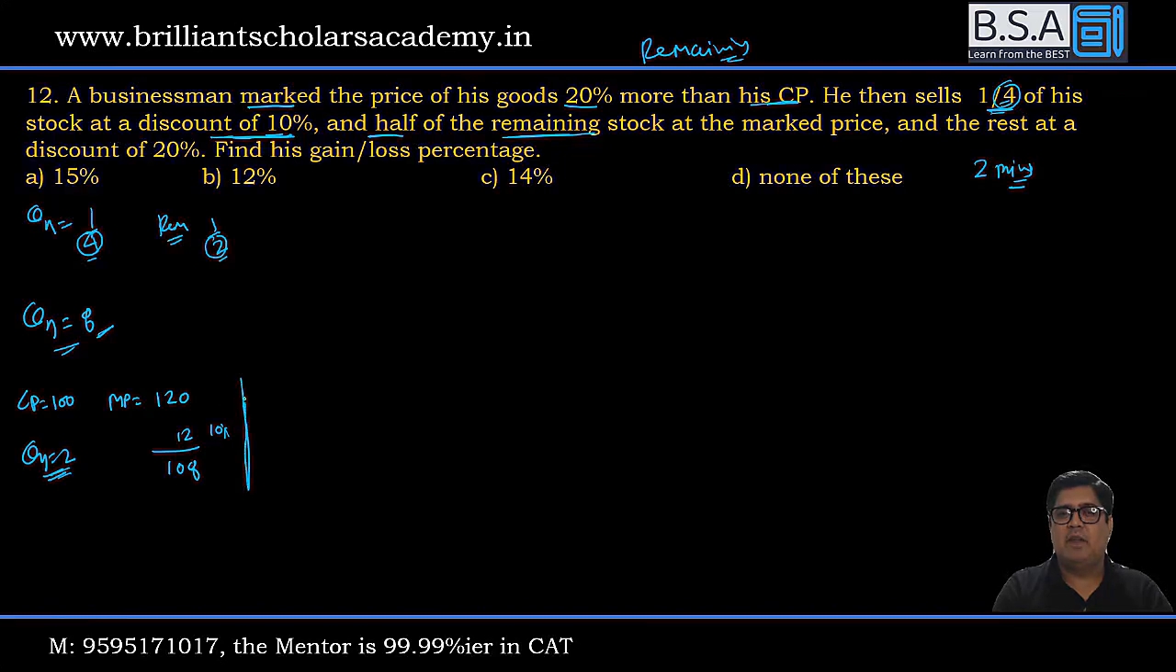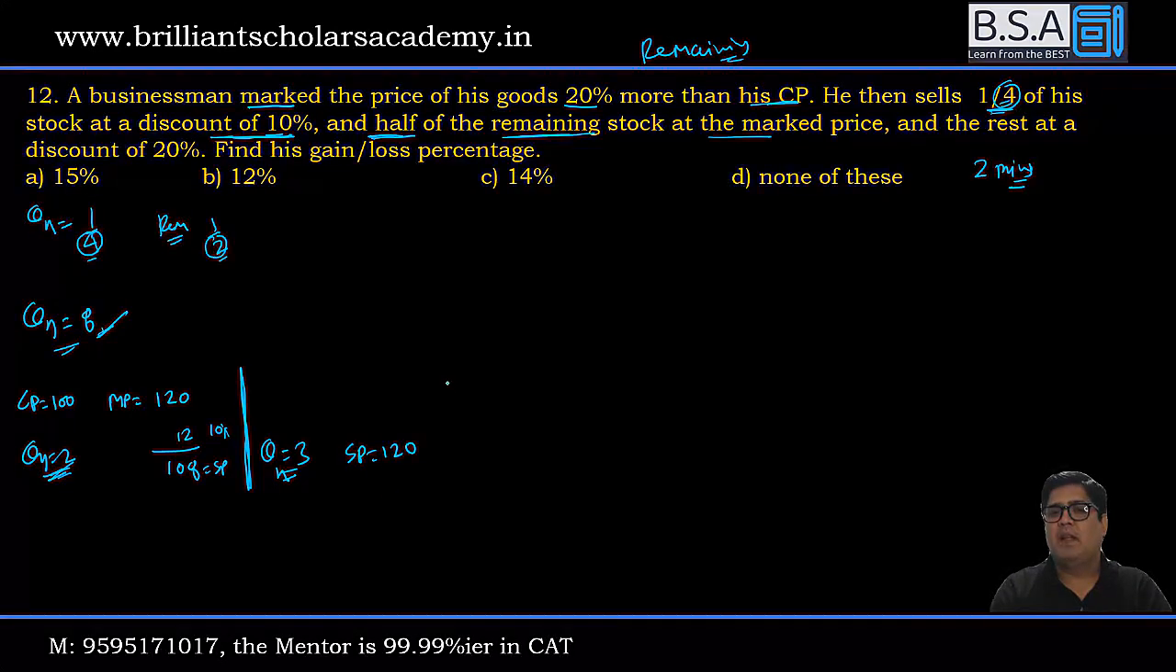Leave it there. How many products remain? 6. Out of 8 there, 2 have been sold, 6 are there. Half of that is 3 quantities. 3 units have been sold at the marked price. So in this case, the selling price itself is 120. Now, how many quantities remain? 3 units remain.